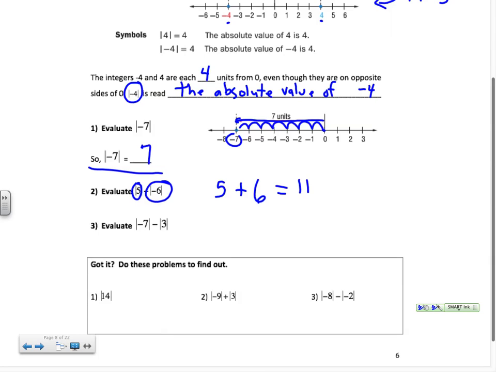Okay, let's look at number 3. We read this, the absolute value of negative 7, which we know is 7. Let's keep our subtraction sign. Read this, the absolute value of 3 is 3. So 7 minus 3 is 4. Okay, that's enough for now.